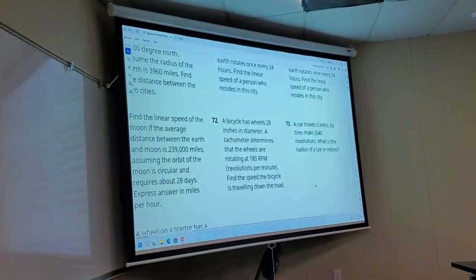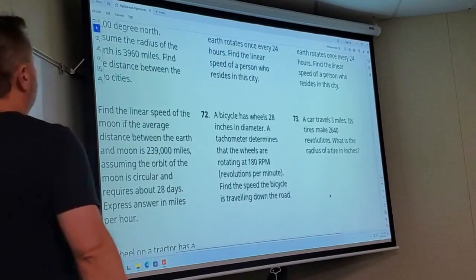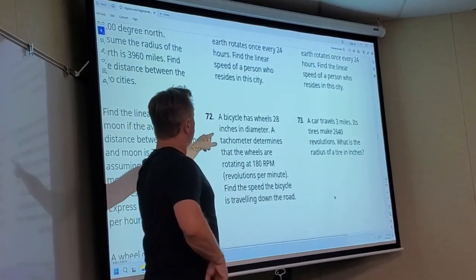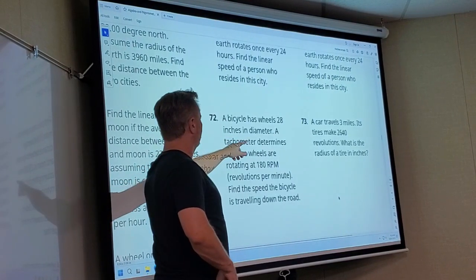All right. So let's see. Number 72. What do they tell us? Bicycle has wheels. Okay, that's groundbreaking. Oh, 28 inches in diameter. It's common. Let's say that one.